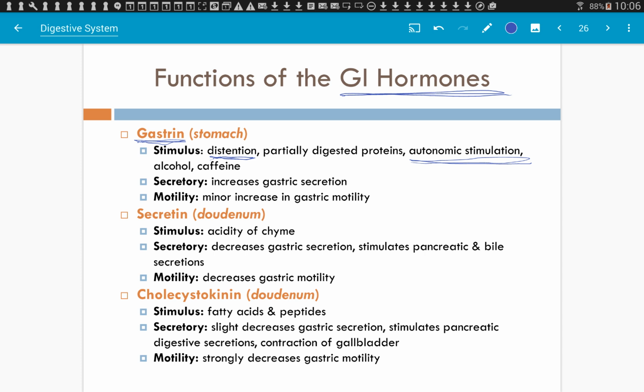Okay, so secretory. So if you have gastrin secreted, remember it travels in the bloodstream and comes back and tells the stomach to secrete even more. It doesn't cause any movement, so motility is talking about smooth muscle movement like peristalsis or mixing movements. That doesn't have anything to do with it.